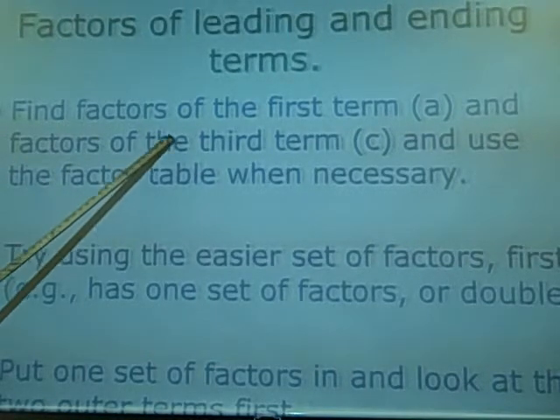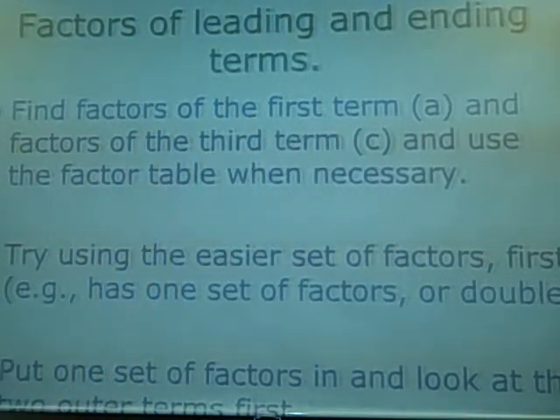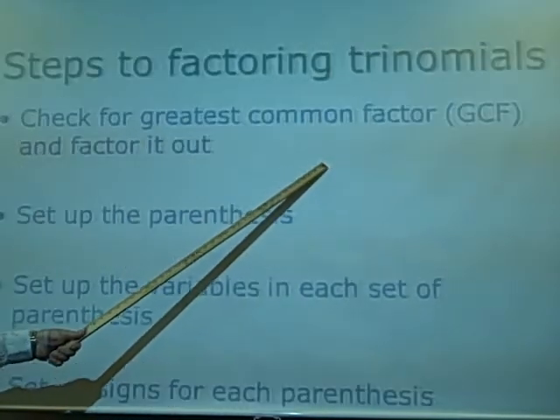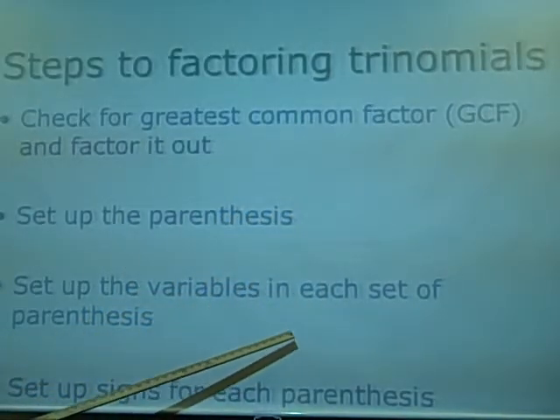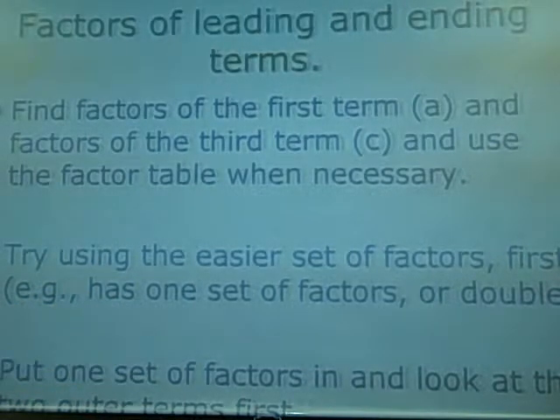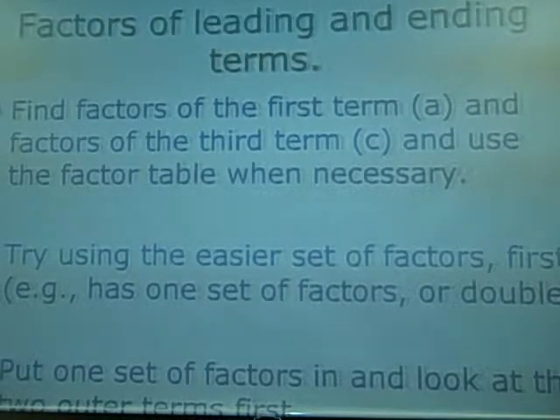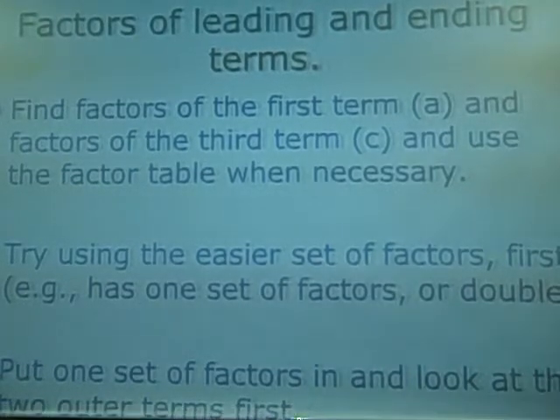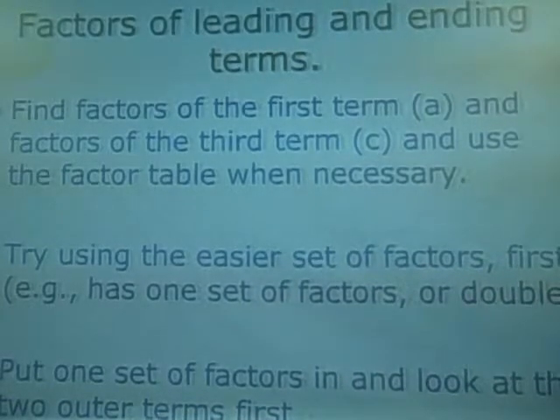We want to find factors of the first term, or the A term, and factors of the third term, or the C term. In other words, we have ax squared plus bx plus c, and we want to set up a factor table for those. Try using the easier set of factors first, such as a set that has just one set of factors or has doubles in it. Put one set of factors in and look at the two outer terms first. We've been doing that up to this point.